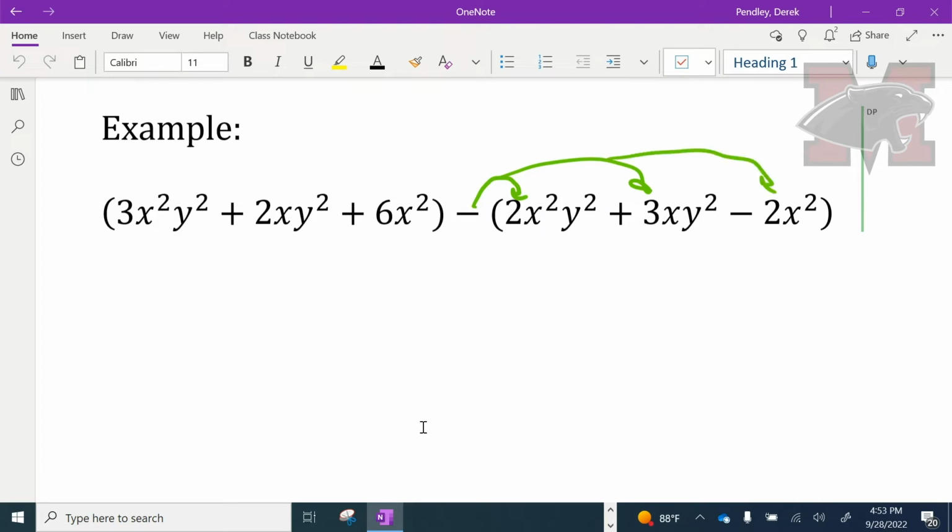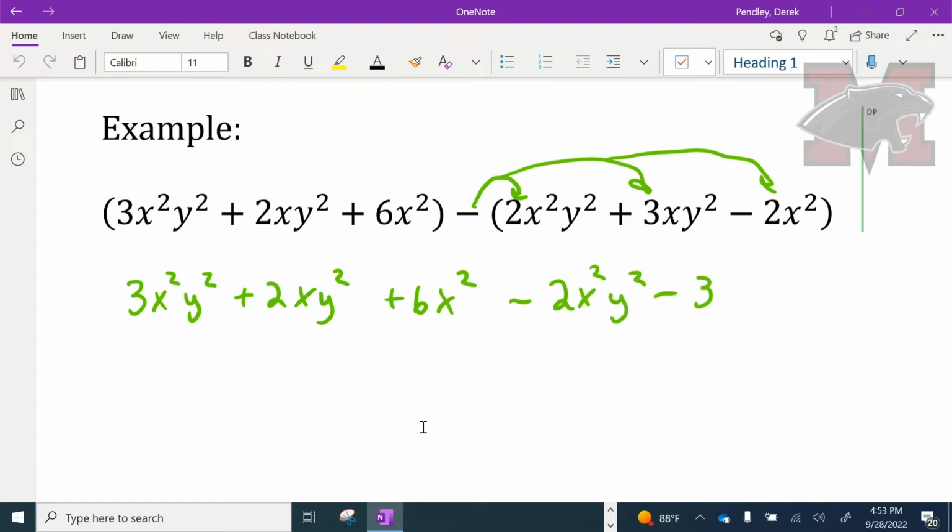So I'm left with 3x squared y squared plus 2xy squared plus 6x squared minus 2x squared y squared minus 3xy squared plus 2x squared, because the negative times a negative. So now all I need to do is collect like terms. So I need to identify the x squared y squareds, and there's 2 of them, a 3 and a negative 2. So I'm left with x squared y squared, one of them.